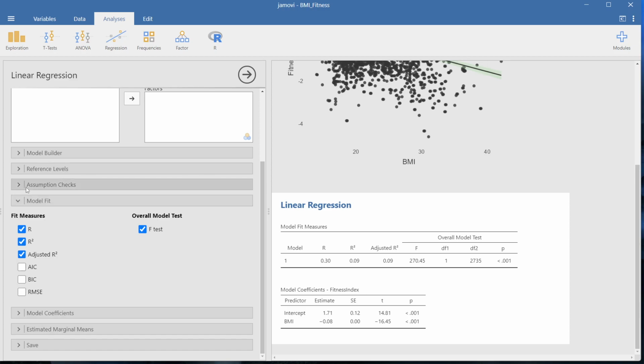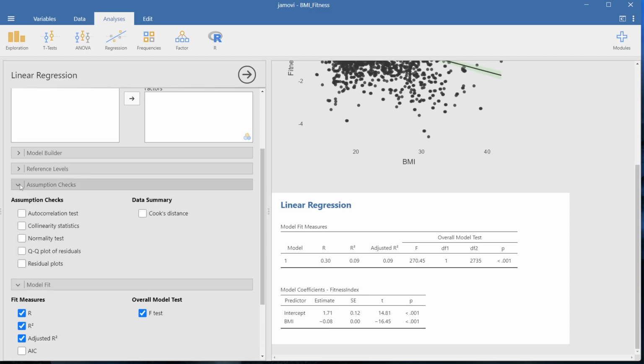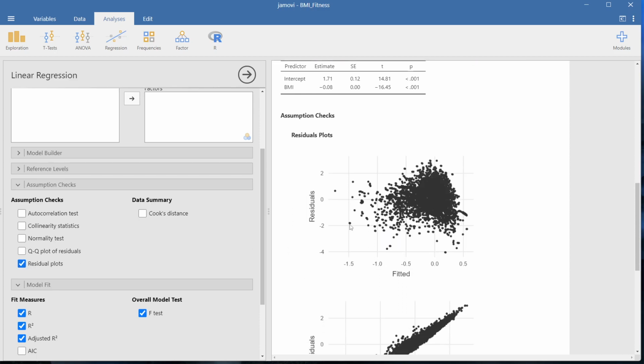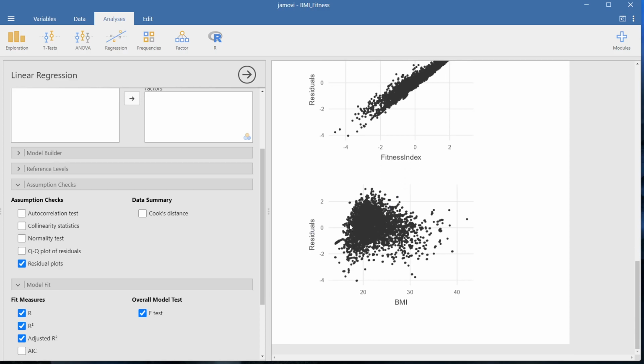So we can have a look at the assumption checks directly in Jamovi. It'll just do them for us. We're not looking at all of these. I guess what we're most interested in is the residual plots. And then we'll look at doing these manually. It probably gives us a little more than we need.